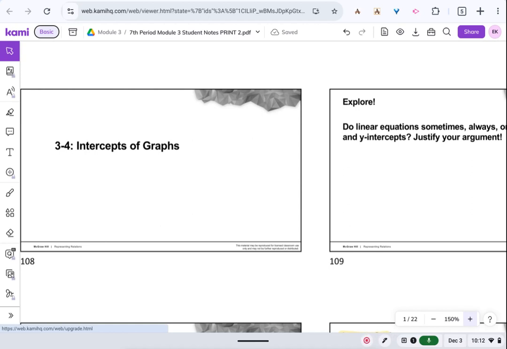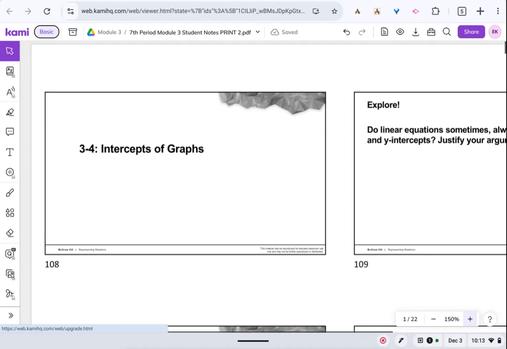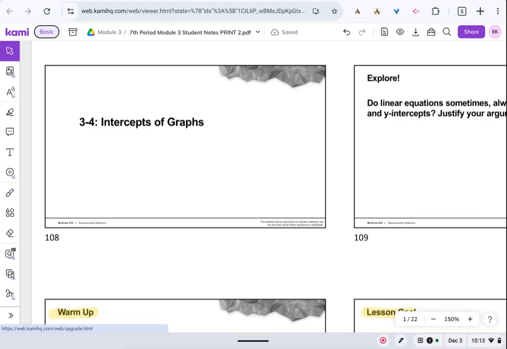Alrighty, so today we're going to start on the second part of Module 3. So this will be 3.4 and 3.5. I don't think we'll get to 3.6, but that's okay. So 3.4 is about intercepts of graphs. So we're going to talk about what an intercept is, what it means on a graph, and we're also going to talk about positive and negative parts of a graph.